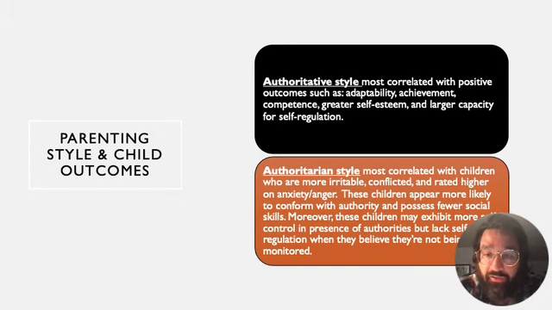The authoritarian style is most correlated with children who are more irritable, conflicted, and rated higher on anxiety and anger. These children appear more likely to conform with authority out of fear, and possess fewer social skills. They don't learn to follow rules because it's the right thing to do. They learn to follow rules out of fear of the consequences. So these children may exhibit more self-control in the presence of authorities, but lack self-regulation when they believe they're not being monitored. Kids who grow up in an authoritarian household may follow all the rules and do all the right things when they know they're being watched.